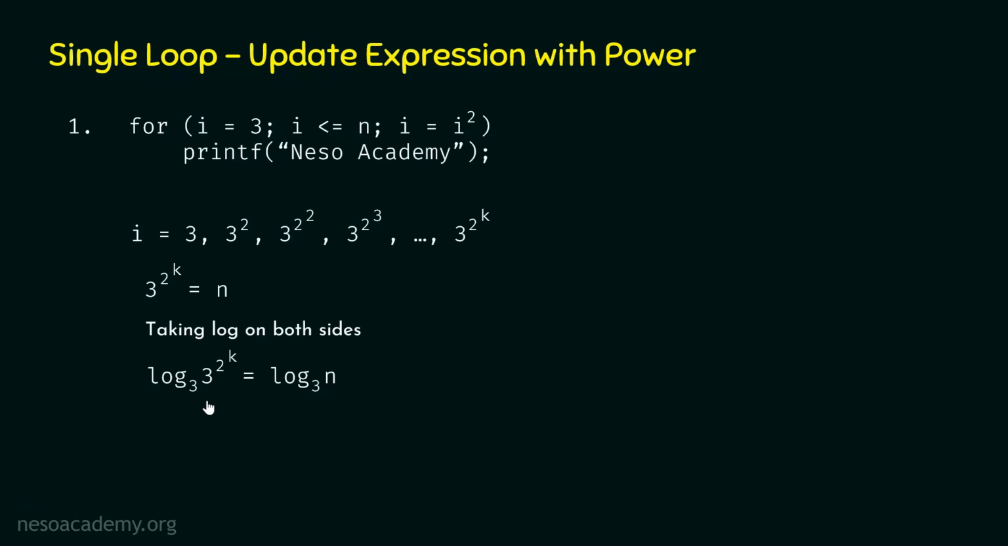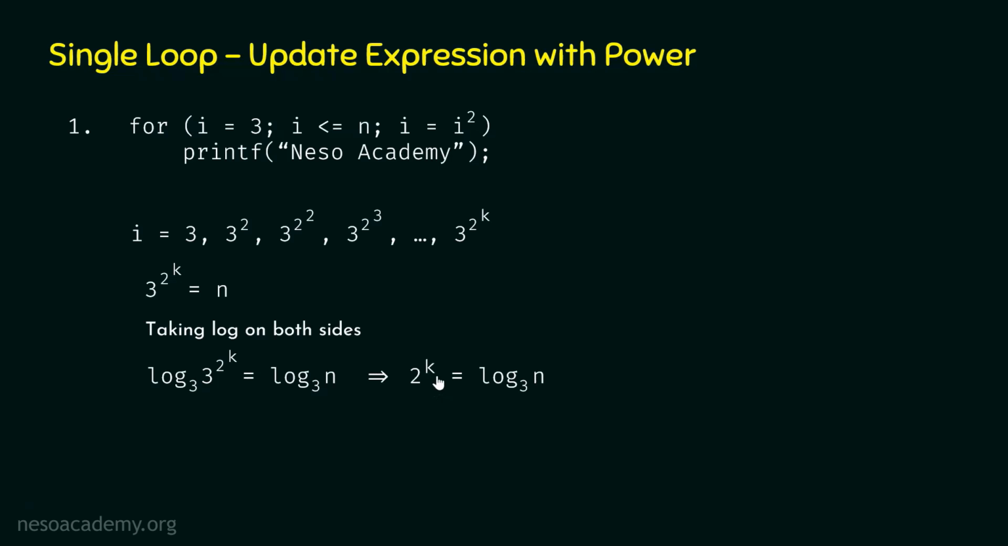Now I hope it is clear why I took log base 3 here. Because I want to eliminate this constant, and eventually I want to bring 2 power k to the base. So from this we will get 2 power k equal to log n base 3. Now we want to know the value of k, not 2 power k. 2 power k is equal to log n base 3, but we want to know what k is.